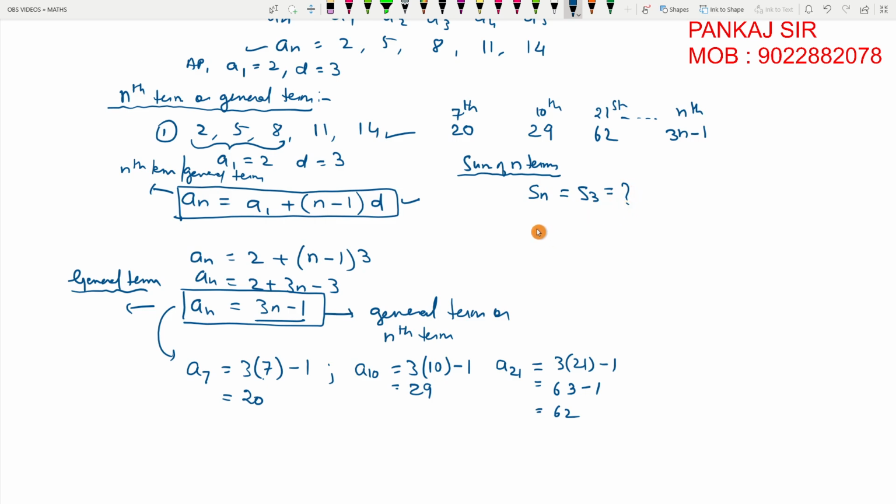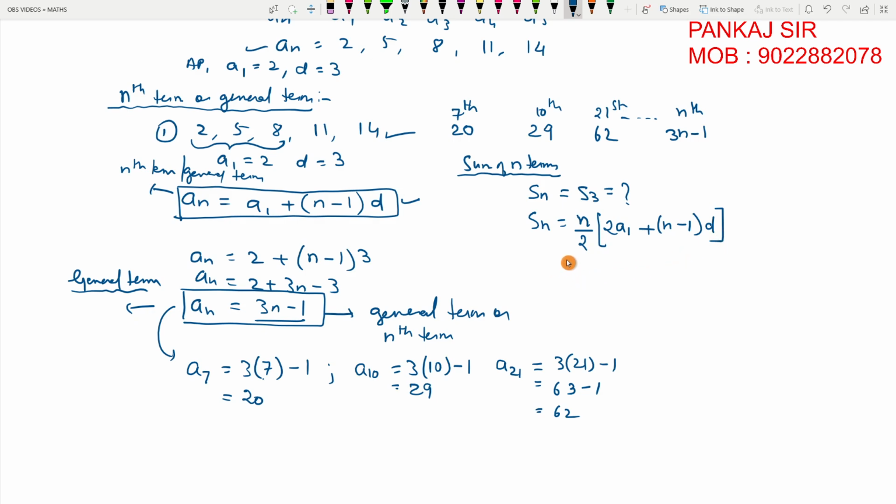then what will the formula be? So in general, the formula for Sn is for an arithmetic progression. Now all this I am telling you about arithmetic progression, not about geometric progression. Geometric progression will have the same terminology, the same terms, but the formulas will be different. So Sn for the arithmetic progression is given by this formula: n divided by 2 times the bracket 2 times a1 plus n minus 1 times d. This is the formula for Sn.